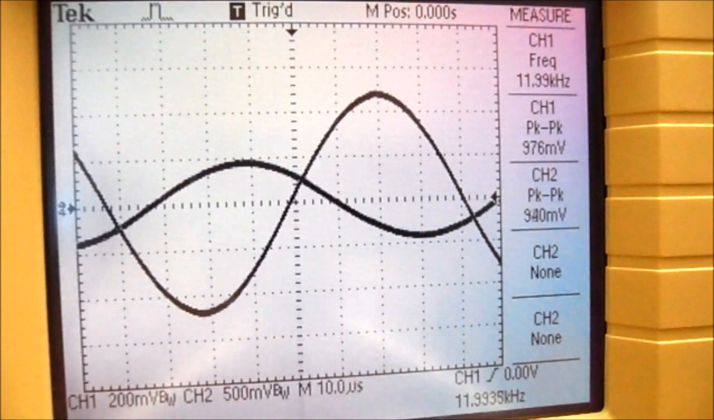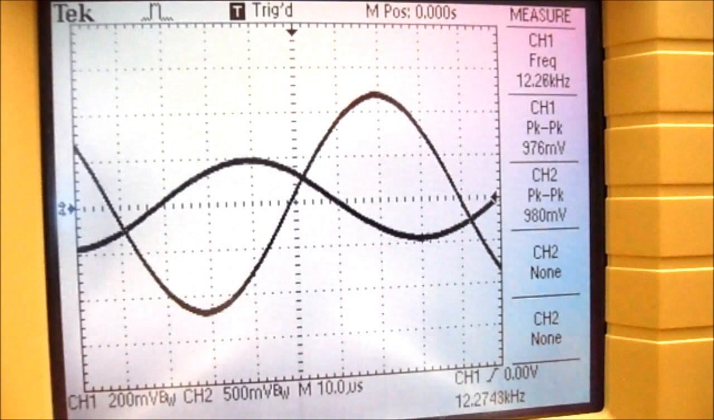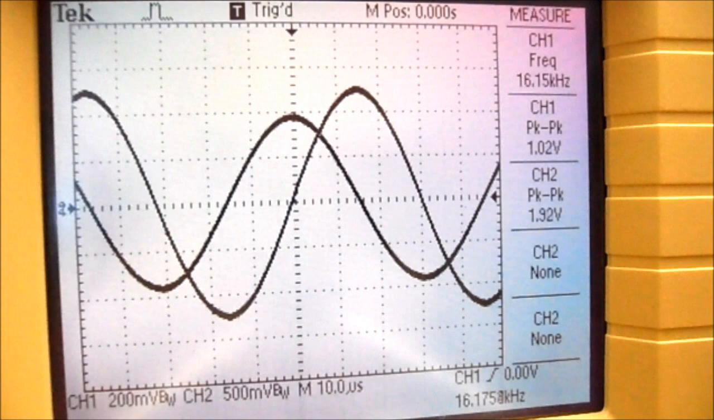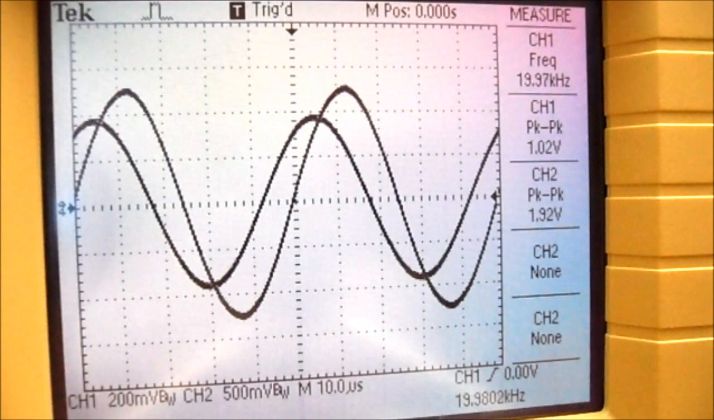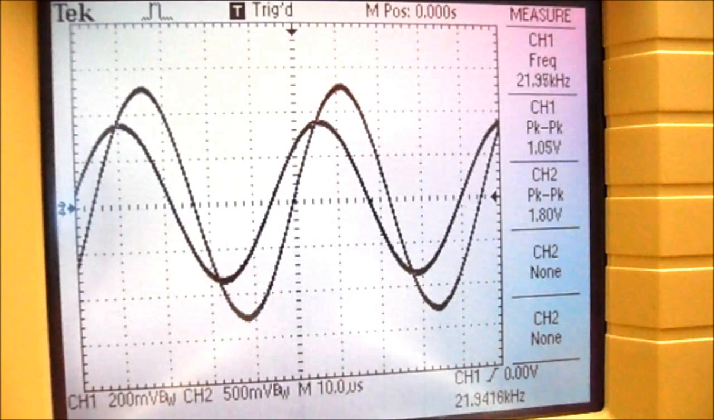At 12.3 kilohertz, which is F1, or our first corner frequency, I'm going to record 1 volt. At resonant frequency of 16.2 kilohertz, the voltage drop across the inductor is 1.92 volts. And remember, you may need to adjust your function generator to make sure that channel 1 is still around 1 volt peak to peak. At 20 kilohertz, the voltage drop across the inductor is 1.9 volts. At 21.9 kilohertz, which is F2, it is 1.8 volts.